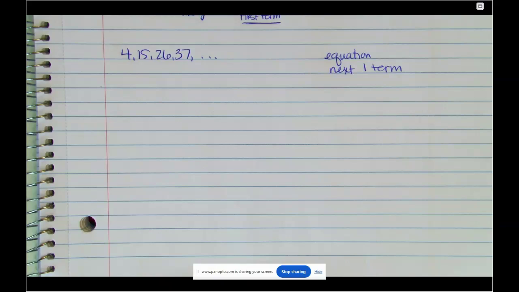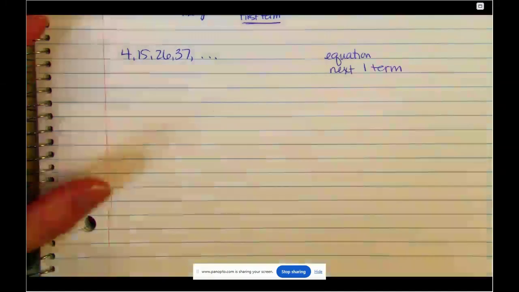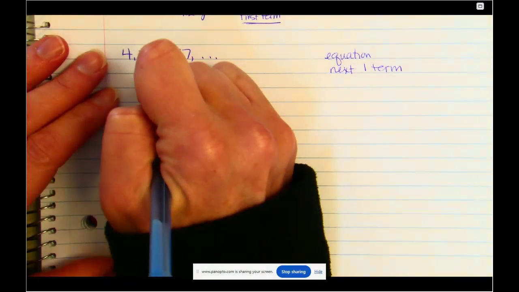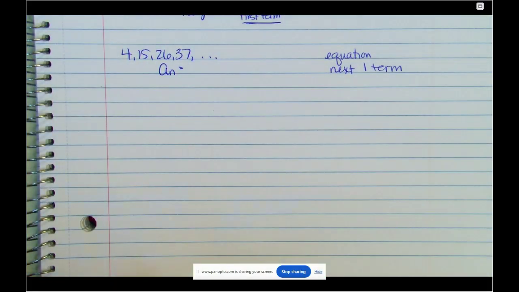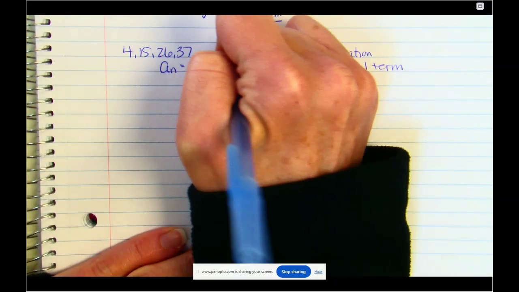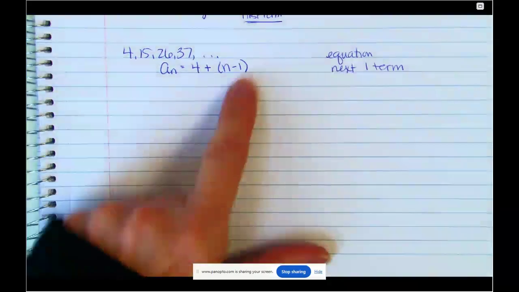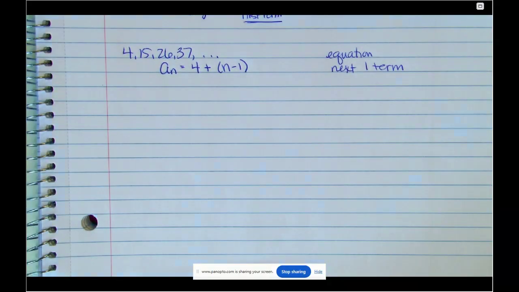So what I do, I minus 4. So the n minus 1 will never change. Okay. It's always an n minus 1. Okay, so a sub n equals, what's the first thing we have? 4 plus, so this is a good question. McKinley asked, this is always an n minus 1. That will never change no matter what. Okay, so don't change that based on anything.